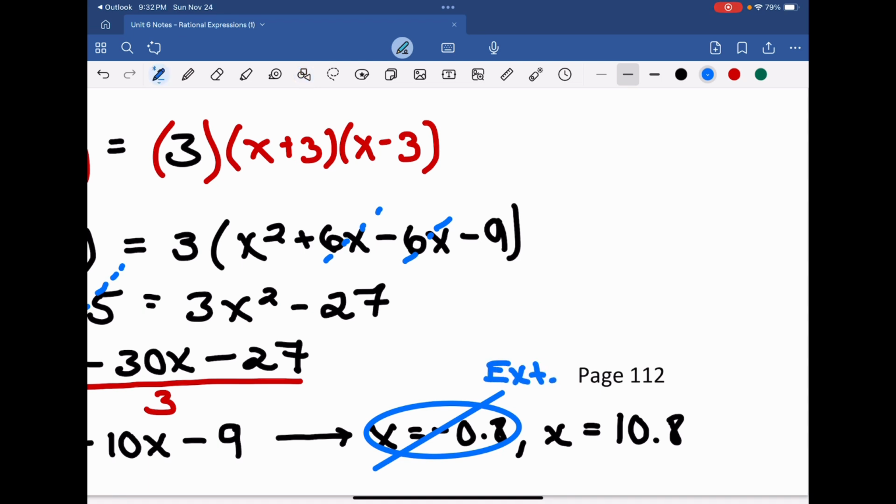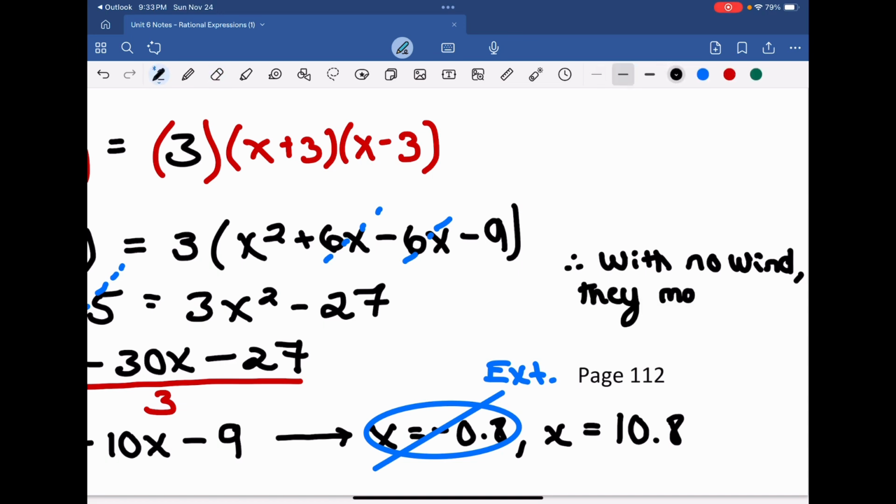Unless we're in physics and that's directionality, we don't consider this to be legit. So we say extraneous solution here, and therefore our only solution is going to be this 10.8. And we just want to summarize it with a sentence saying, therefore, with no wind, I'm just going to summarize it as they, because it's a group, they may travel 10.8 kilometers per hour, because we had a speed here.